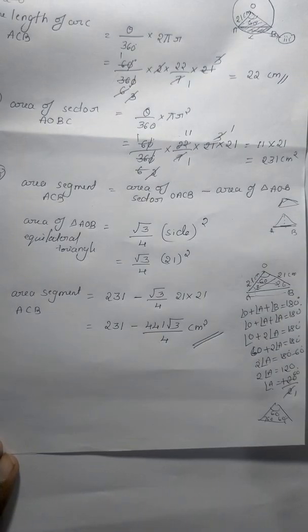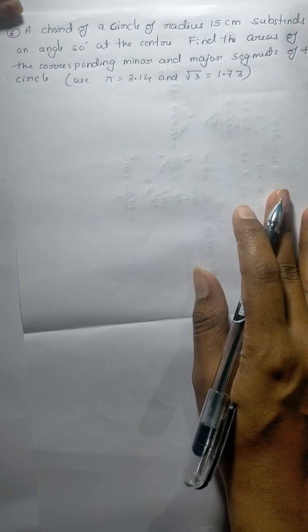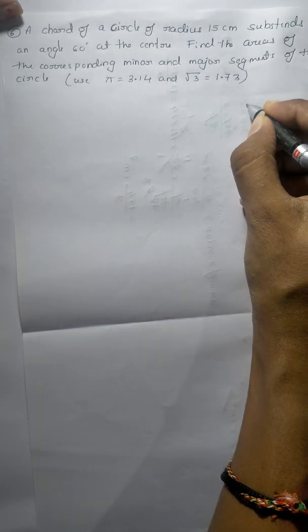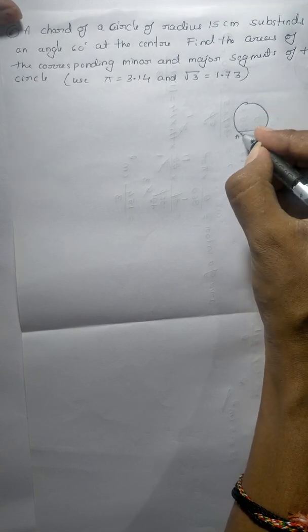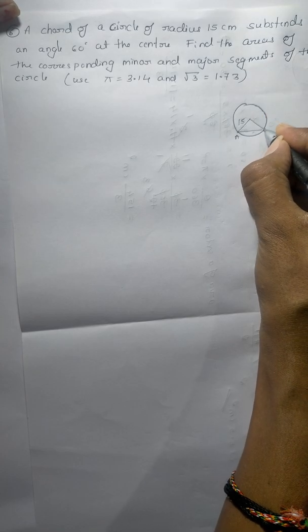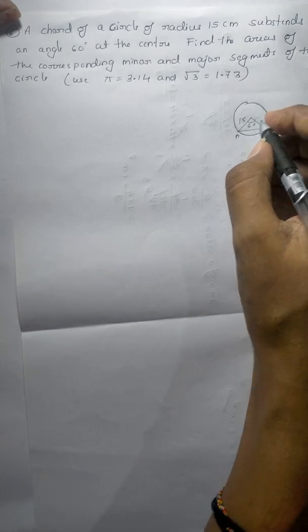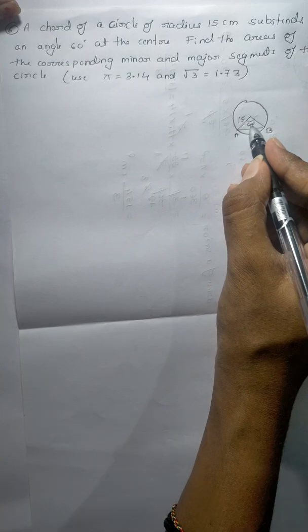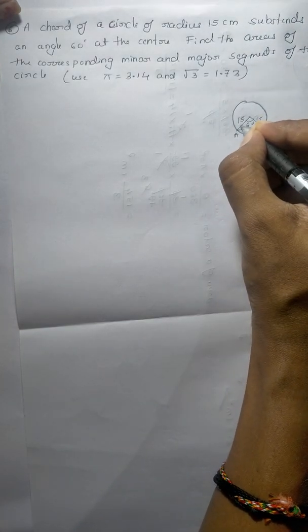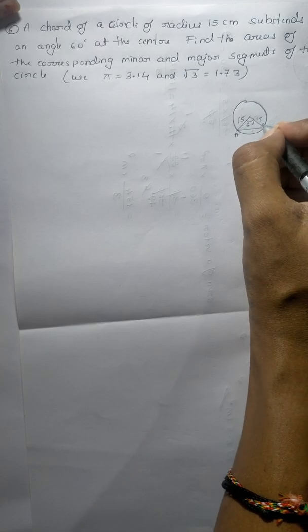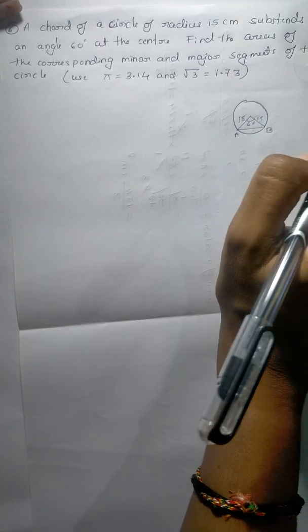So this will be our answer. Next question. In the sixth question, what is given? A chord of a circle having the radius. So they have given that there is a circle having the chord AB, of radius 15 centimeter, subtended at an angle of 60 degree. Now, previously as we have solved, since the radii are same, the opposite angles will become equal. The opposite angles will each be 60 degree by the angle sum property.